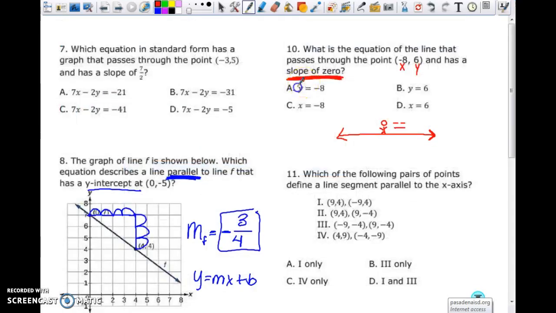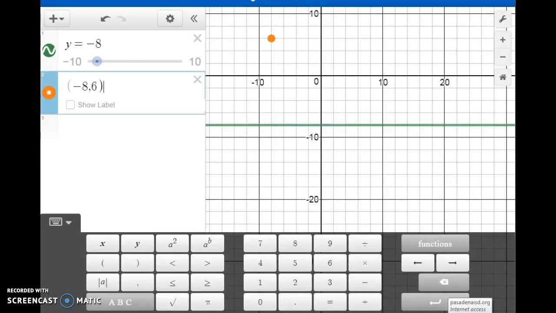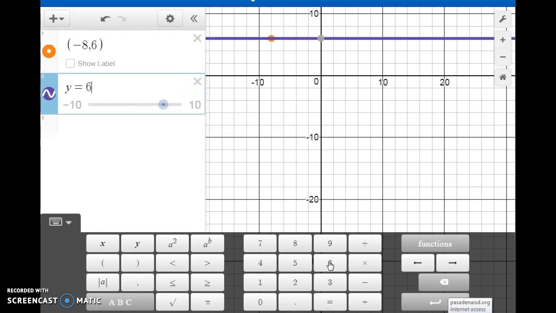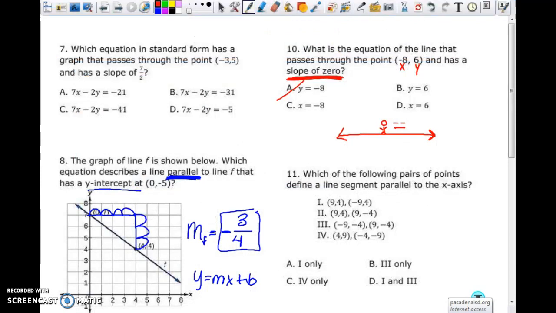So now, right, let's look at B, y equals 6. I'm going to leave that point there because I want it to still show. So y equals 6. Does this have the point? Yes, and it's also a horizontal line, meaning it's a slope of 0, right? So this one would be the equation.